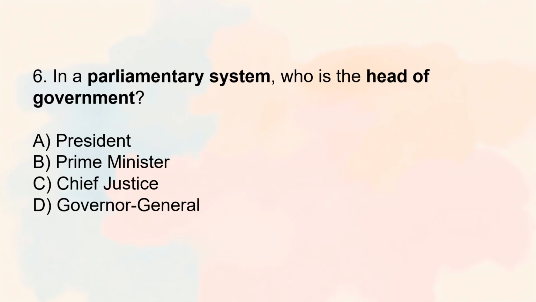Number 6. In a parliamentary system, who is the head of government? Letter A, President. Letter B, Prime Minister. Letter C, Chief Justice. Or letter D, Governor General.